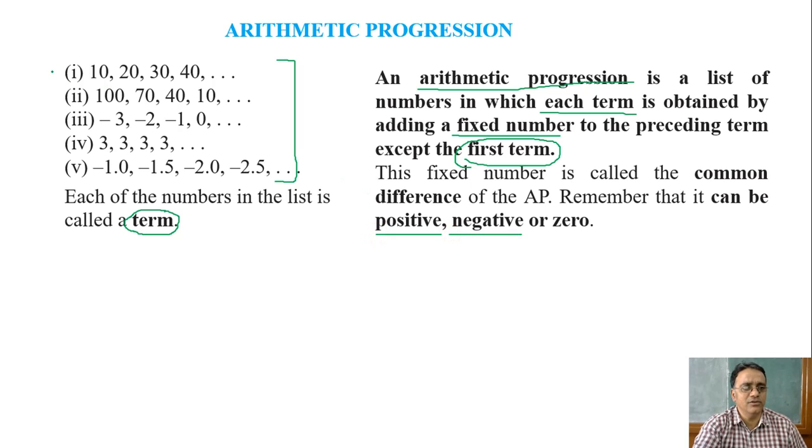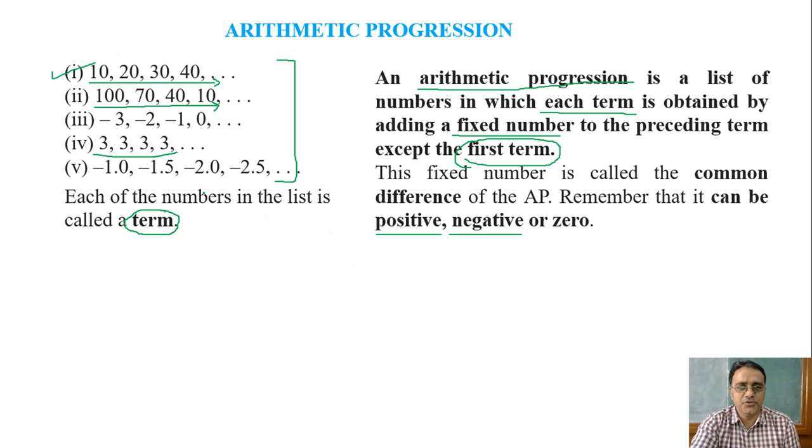So here the common difference is positive because, look, it is in increasing order, and here the common difference is negative. Why? Because this is decreasing order. And here all the numbers are the same. That means the common difference is 0. Any doubt here? No, sir.